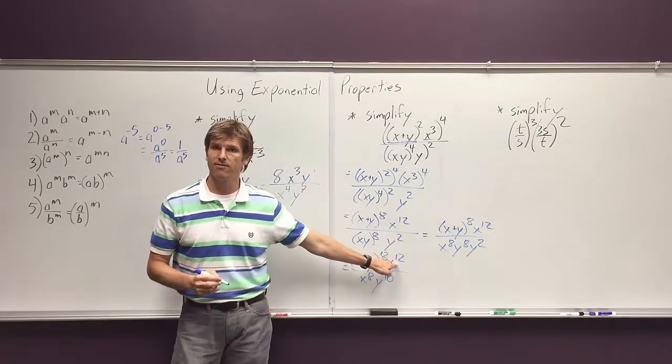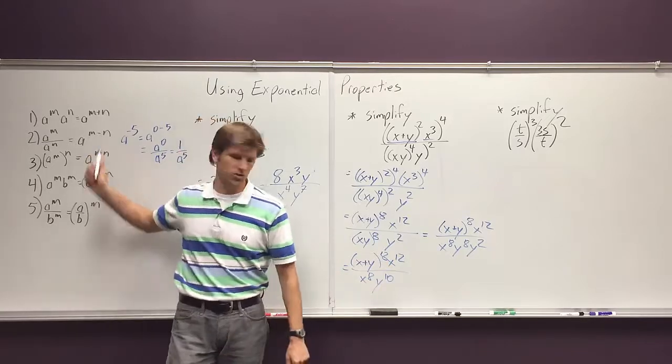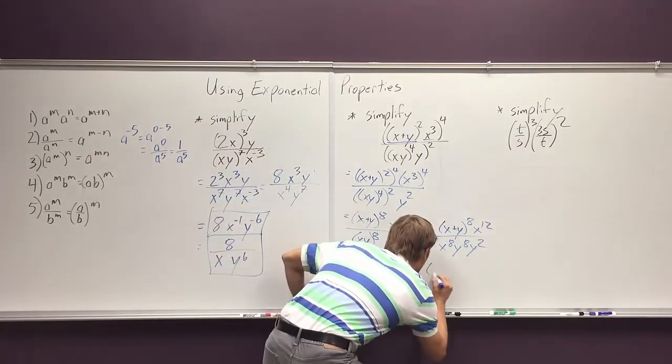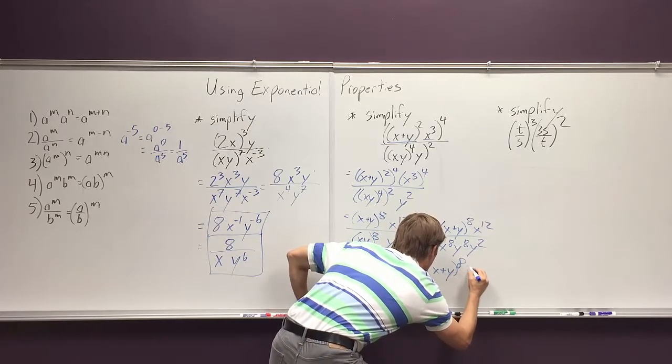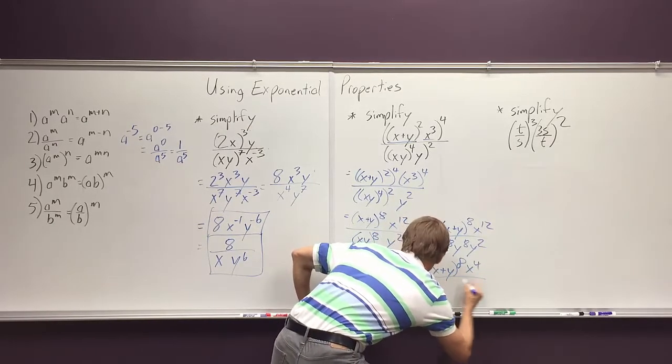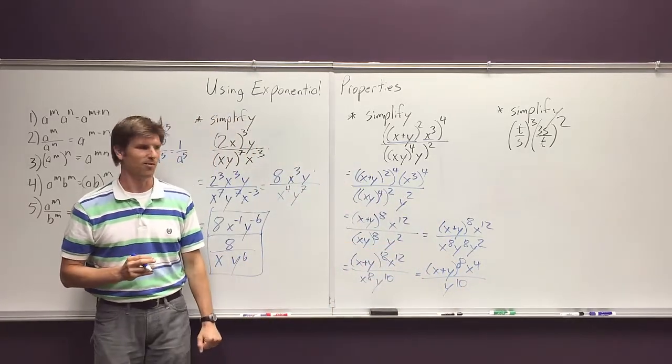What happens if I have x to the 12 divided by x to the 8? Well, by rule 2, that leaves me with x to the 4th in the numerator. That's probably about as simple as you're going to get that problem.